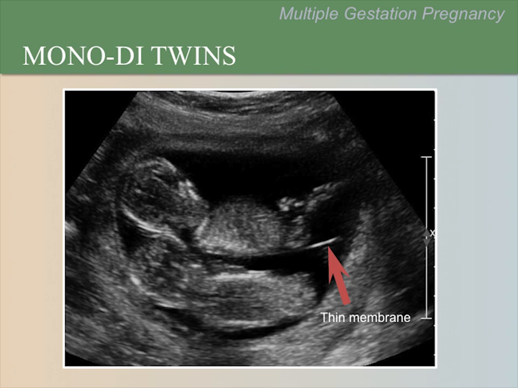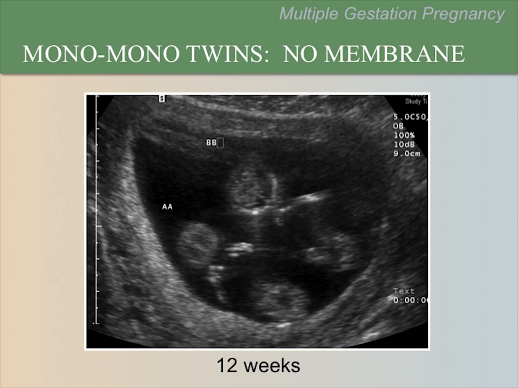Here's another example of a mono-di twin pregnancy with a very thin dividing membrane. This image is at 12 weeks. Notice that there is no membrane visible in the scan and that both fetuses share the same amniotic sac. This is a monochorionic, monoamniotic twin pregnancy, also called mono-mono twins.